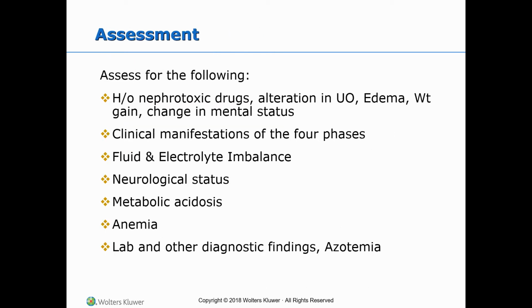Assessment. Assess for the following: history of nephrotoxic drugs, alteration in urine output, edema, weight gain, and change in mental status. Assess the clinical manifestations of the 4 different phases: initiation, oliguric, diuretic, and recovery phase. Initiation phase has few manifestations. Oliguric phase has low urine output and fluid overload. So assess for signs and symptoms of tachypnea, hypertension, full and bounding pulse, jugular vein distension, peripheral edema, pulmonary edema, and weight gain. Body weight is a good indicator of fluid retention. Obtain body weight on the same scale at the same time with same amount of clothes every day.